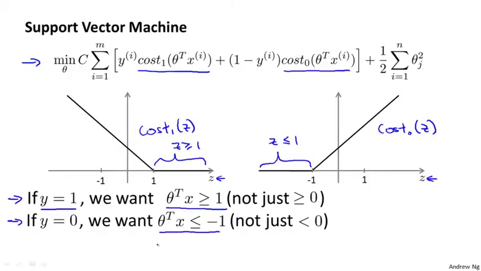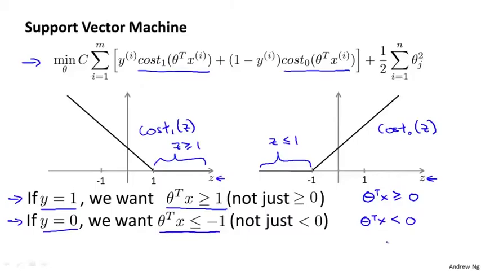And this is an interesting property of the support vector machine, right? Which is that if you have a positive example, so if y is equal to 1, then all we really need is that theta transpose x is greater than or equal to 0, and that would mean that we classify it correctly. Because if theta transpose x is greater than 0, our hypothesis will predict 1. And similarly, if you have a negative example, then really all we want is that theta transpose x is less than 0, and that will make sure we got the example right.